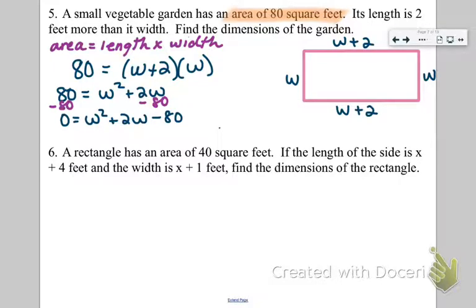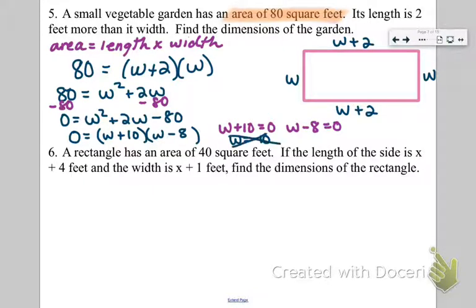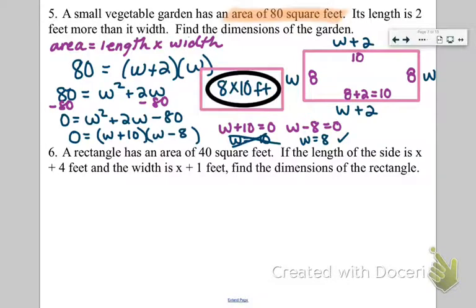Luckily for this one, we don't have to use the box method because we have a W squared. There's no number in front of it, so we can go right to our double bubble. What multiplies to negative 80 but adds to positive 2? That's going to be positive 10 and negative 8. Let's set each of those equal to 0. We get two solutions. Negative 10, which doesn't make sense. You can't have a negative 10 width for your garden. The other solution is positive 8. That makes a little bit more sense. So I'm going to plug in 8 for the width. And that means when I plug it in for the length, it's just going to be 8 plus 2, which is 10. My dimensions are going to be 8 by 10 feet for my garden.